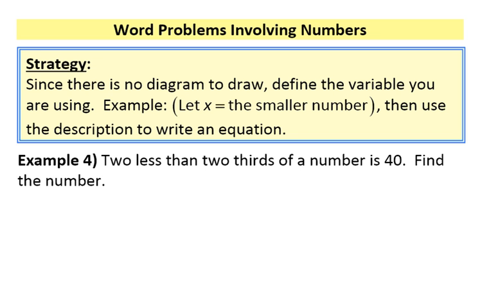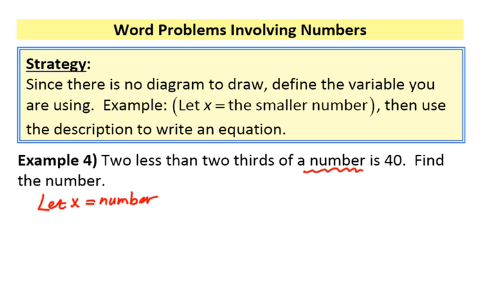Our next set of problems are word problems involving numbers. And our strategy would be just to define a variable and then translate it using symbols for our words. So for example, in example 4, it says 2 less than 2/3 of a number is 40. So here we have this number that's being talked about, and we'll let x be equal to our number.